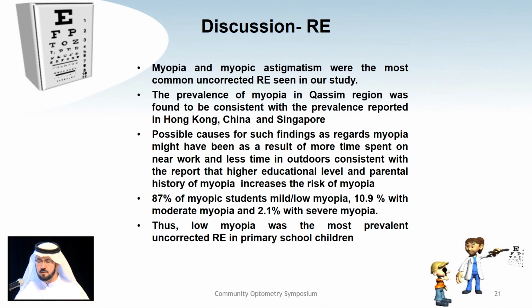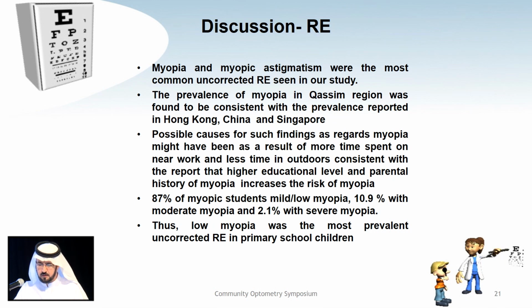Myopia and myopic astigmatism were the most common uncorrected refractive errors seen in our study. The prevalence of myopia in Qassim region was found to be consistent with that reported in Hong Kong, China and Singapore. A possible cause of this finding might be more time spent on near work and less time outdoors, consistent with reports that a higher educational level and parental history of myopia increase the risk of myopia.